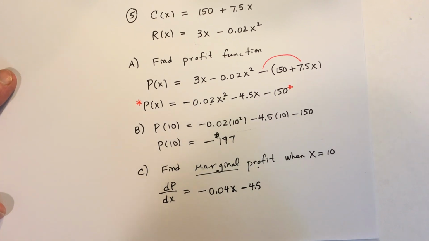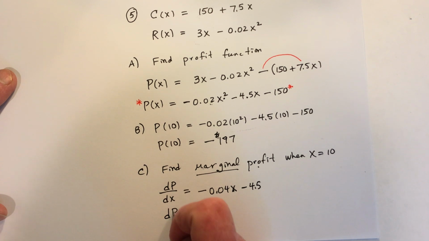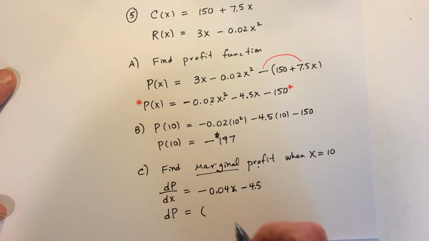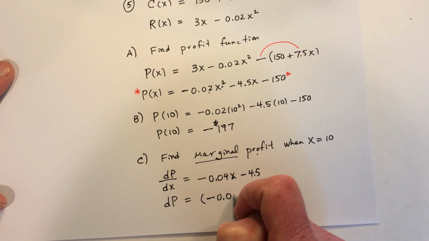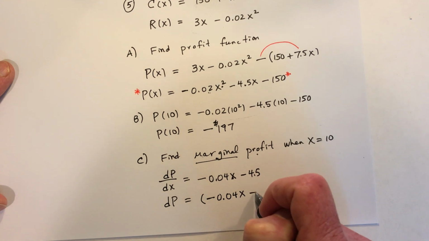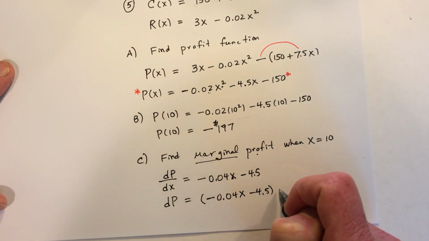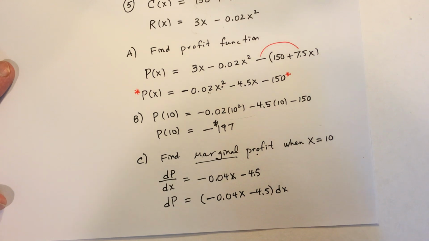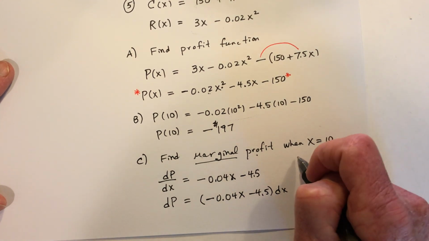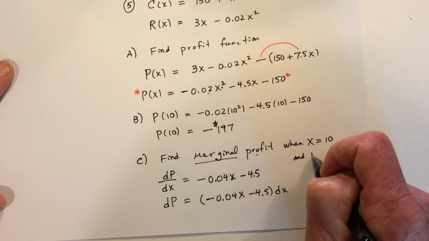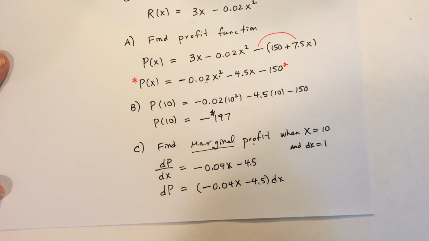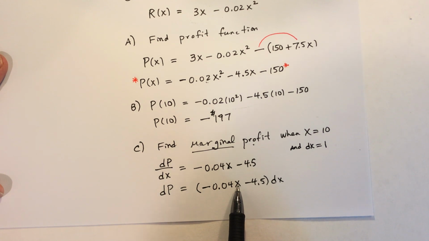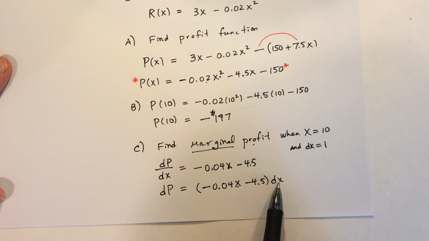And then to solve for dp, multiply both sides by dx, and we have negative 0.04x minus 4.5 gets multiplied with dx. And over here in the directions, I forgot to say dx. So what if it changes by 1? So substitute a 10 right here and a 1 right there.